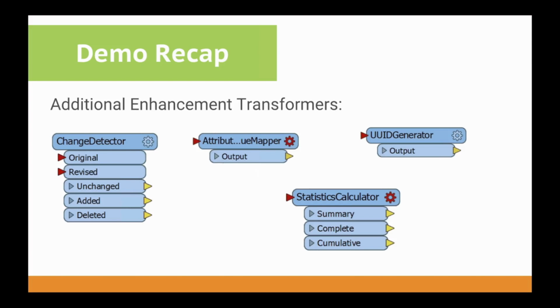The statistics calculator is kind of what it sounds like. You can do basic statistics, summary, complete, and cumulative statistics of all your data. And then the UUID generator is great for creating primary keys for all your data. So if you're looking to figure out how to join your data together, you can use that.